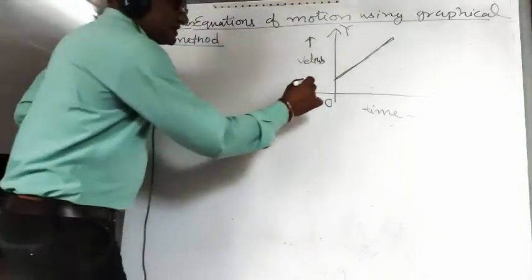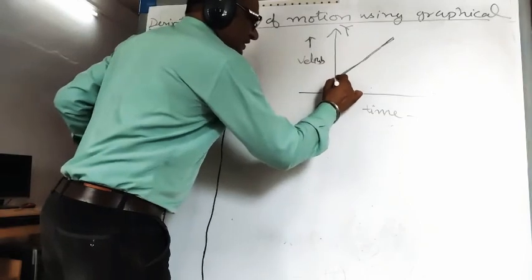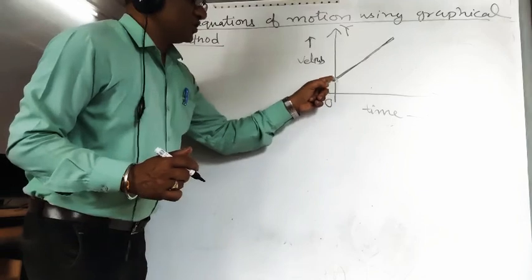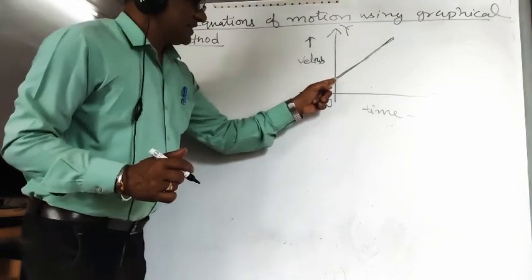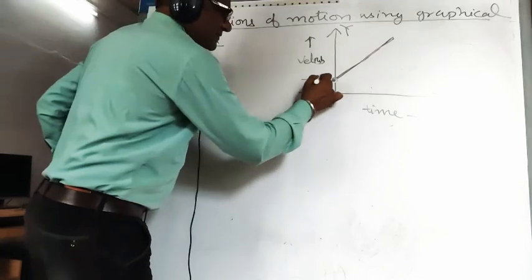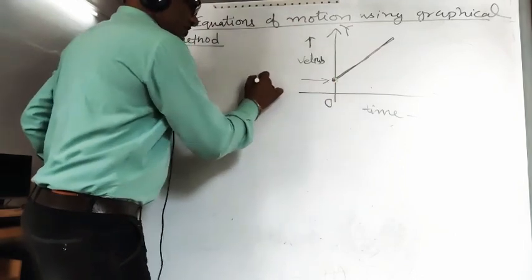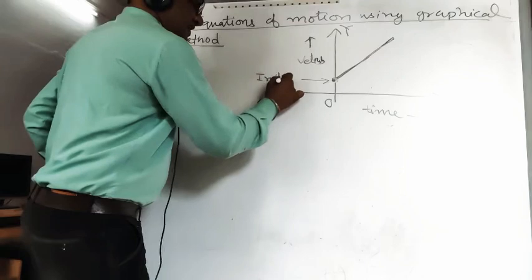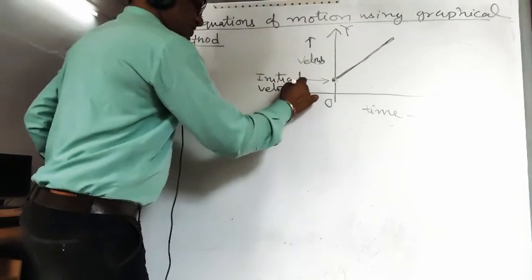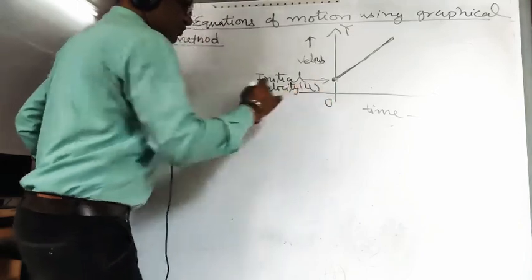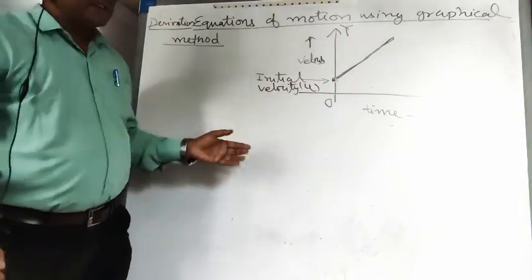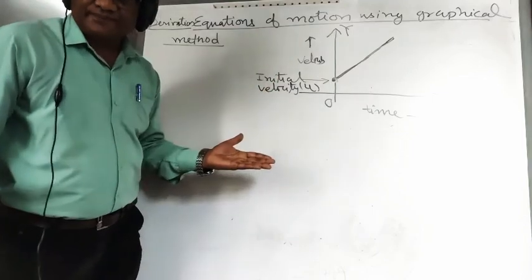Now what does this point indicate? This indicates the velocity of the object when time t is equal to 0. This indicates the initial velocity, which is represented by u. Initial means when the time t is equal to 0.